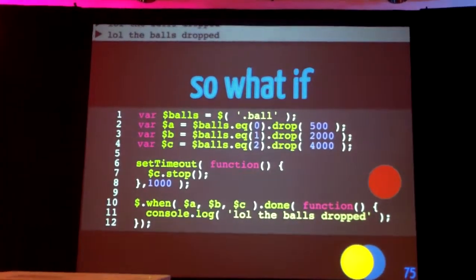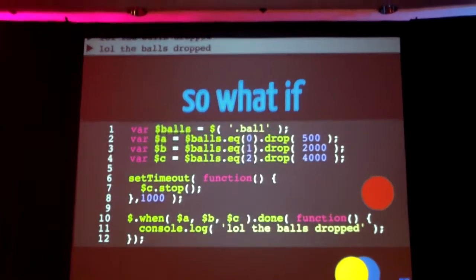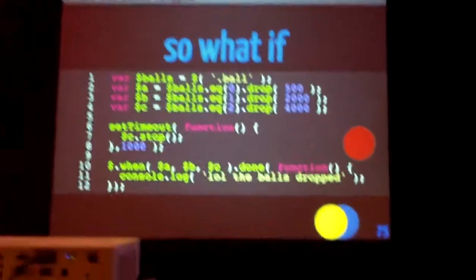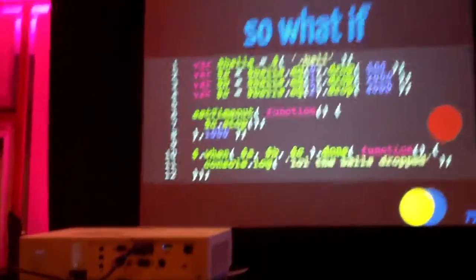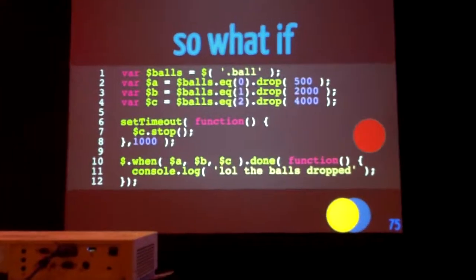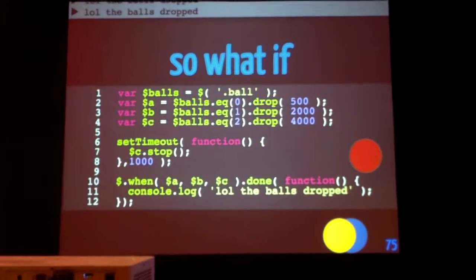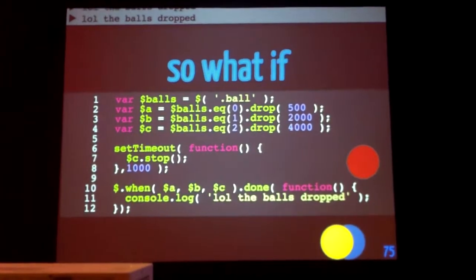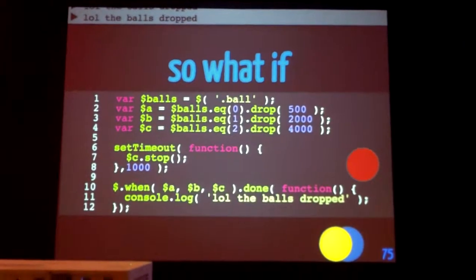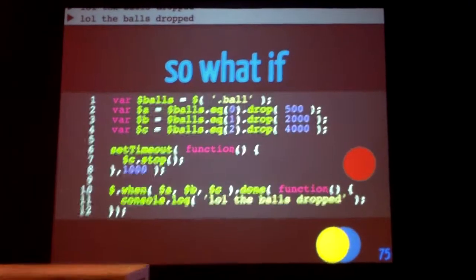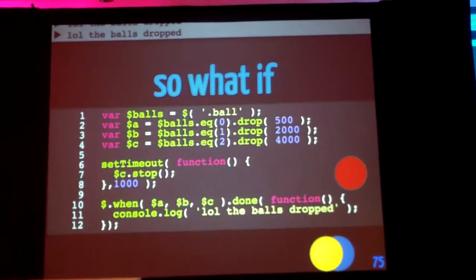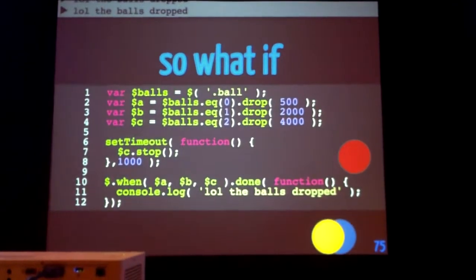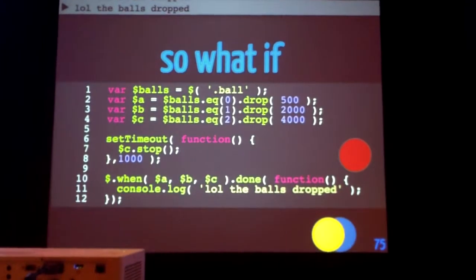So we made a function called drop. All it does is animate the element itself, the bottom to 0 in X time. So we have this plugin. So I have 3 of these elements, A, B, and C, and I'm lowering them down, and I'm even stopping one after a second on line 6, 7, and 8. But still, on line 10, I'm able to just throw these jQuery elements into when. And when all of those are done animating, I get the result of all of that.